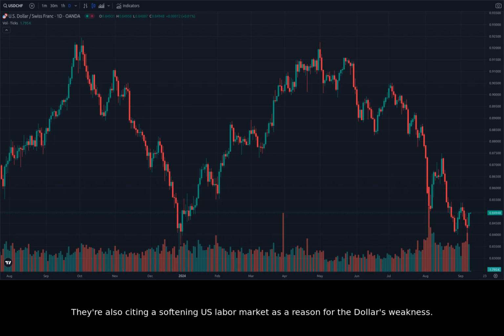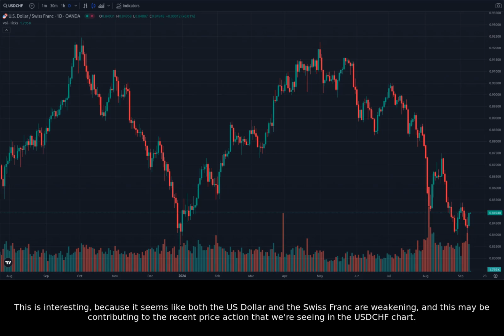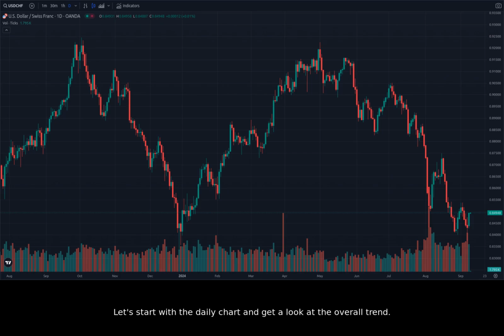They're also citing a softening US labor market as a reason for the dollar's weakness. The Swiss National Bank, SNB, has also lowered interest rates, which could further weaken the Swiss franc. This is interesting because it seems like both the US dollar and the Swiss franc are weakening, and this may be contributing to the recent price action that we're seeing in the USDCHF chart. Let's start with the daily chart and get a look at the overall trend.